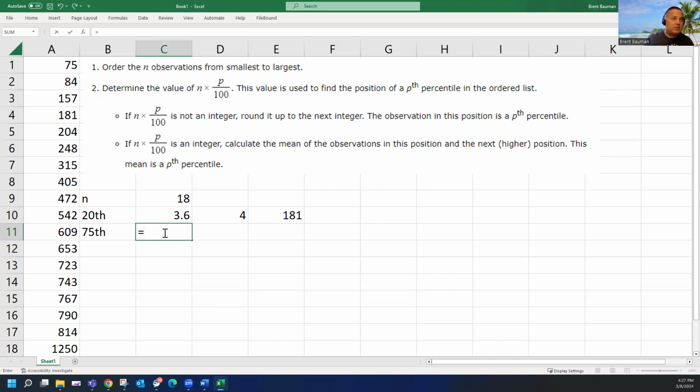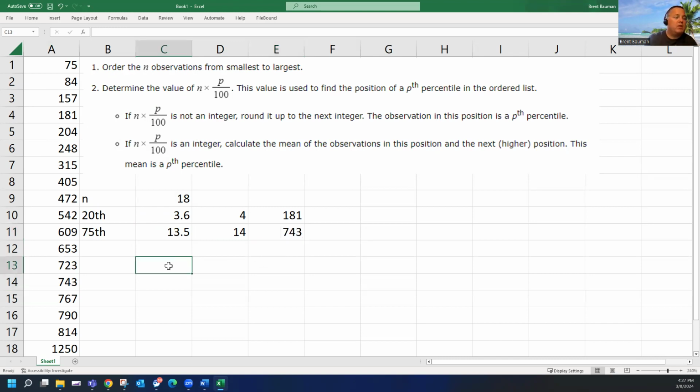Same idea for the second one. We're going to take n times p divided by 100. Oh, we can't cell reference that, so let's just type out 75 and close the parentheses. And we get 13.5. Again, this is not an integer, so I'm going to round this up to 14. And in the 14th spot, well, we started at the first row, so we could just use the row numbers, is 743.